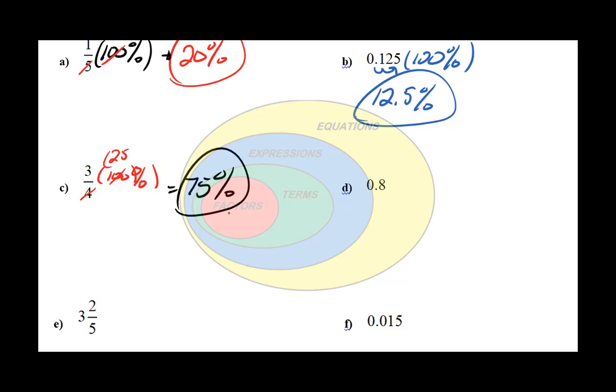And with decimals, again, I have 0.8, so I can just multiply by 100%, and that just moves the decimal place to the right 2 places. So 0.8, I would have to add a 0, so this would be the same as 80%.